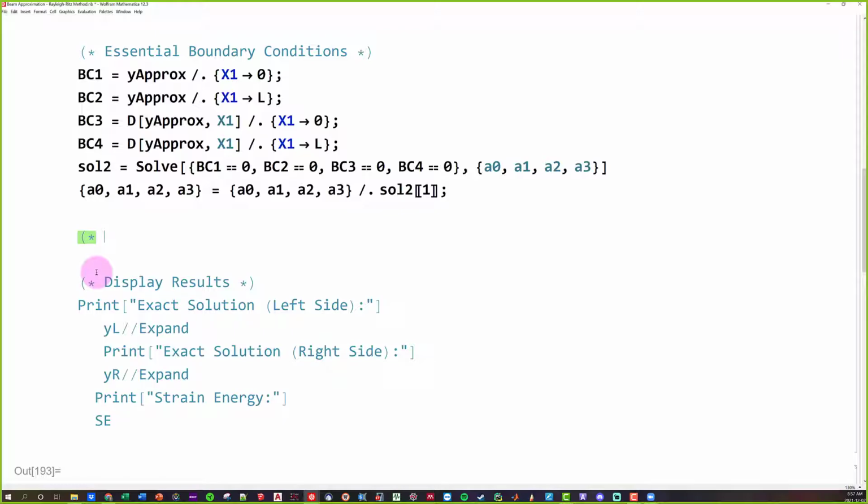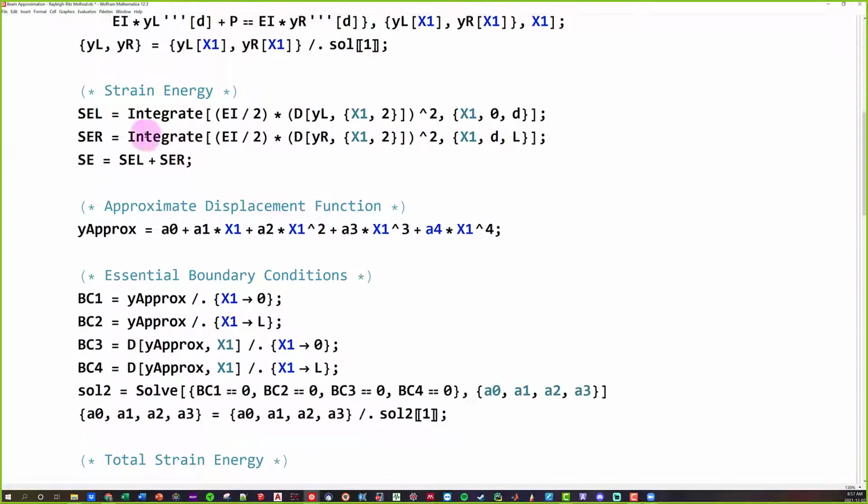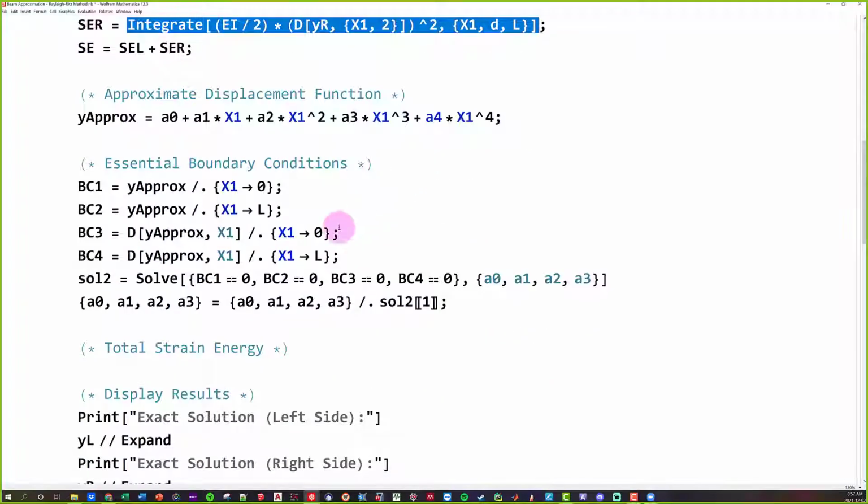We do that by basically minimizing the potential energy of the system. And we know that the potential energy basically has 2 components. The first one is the total strain energy. And we've actually already done this above. We know that the total strain energy is the integral over the length of the beam of EI divided by 2 multiplied by the second derivative of our displacement squared.